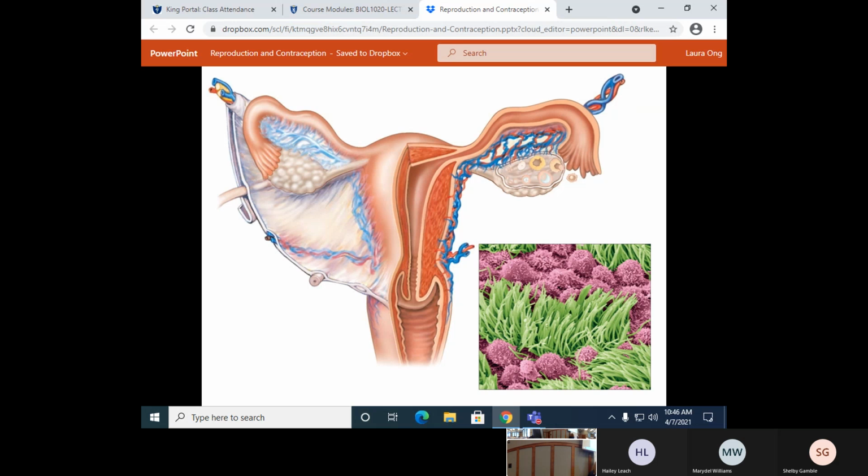Okay, so the condition called endometriosis, probably at least one person in here has it. It's really common in women. And what that is, when you have the endometrium grows and sheds, I'm going to be inelegant about this, but it grows and sheds in a place where it's not supposed to, in the wrong place.